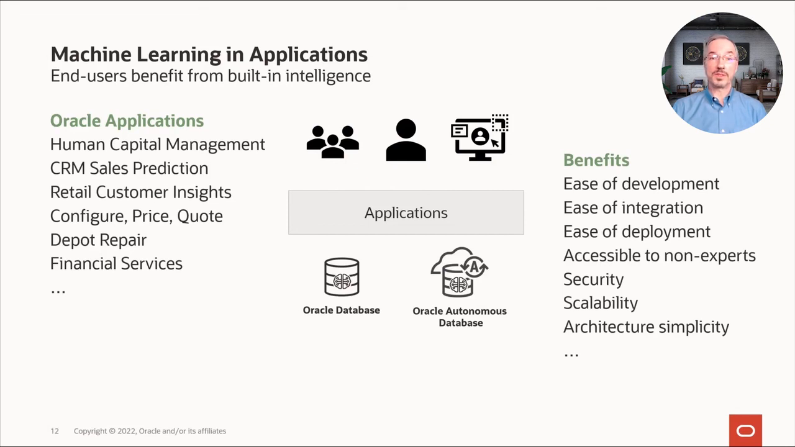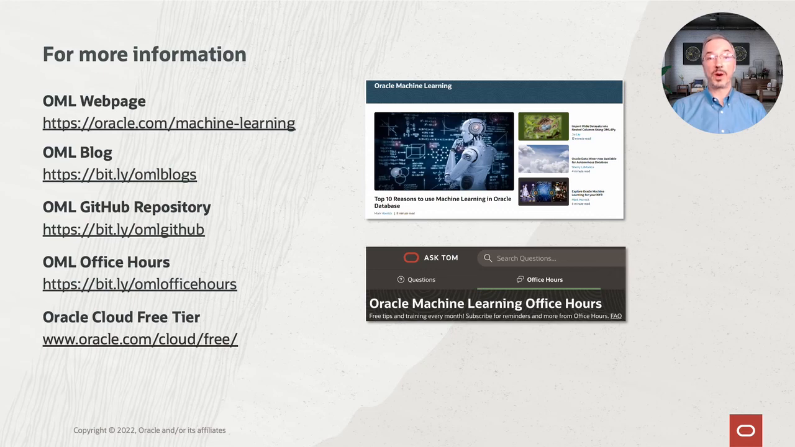Application development teams adopted Oracle Machine Learning due to the simplicity of being in the database, which results in ease of development, integration, and deployment. No-code user interfaces increase accessibility by citizen data scientists. And keeping data in the database increases security, scalability, and architectural simplicity. Still others cite the benefits of leveraging one version of truth from the data warehouse.